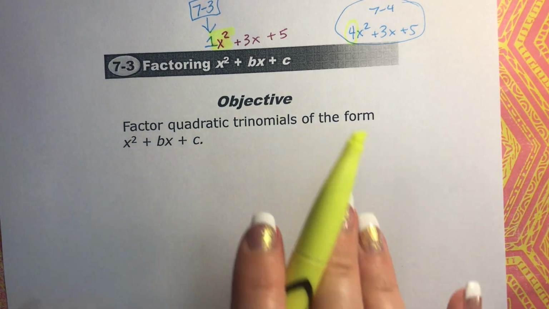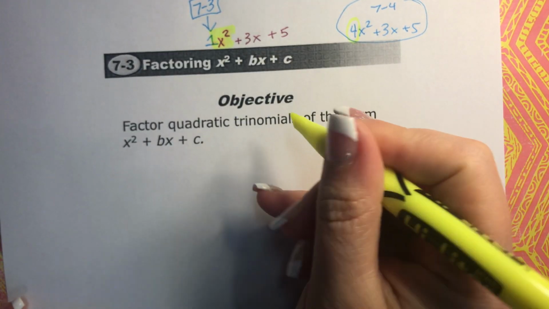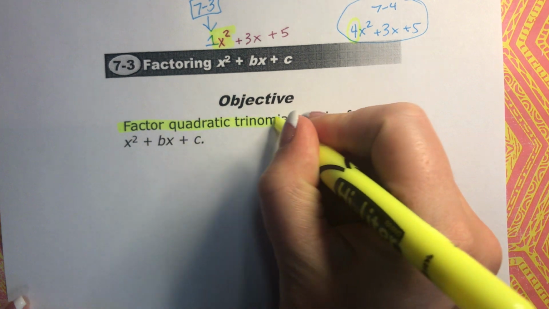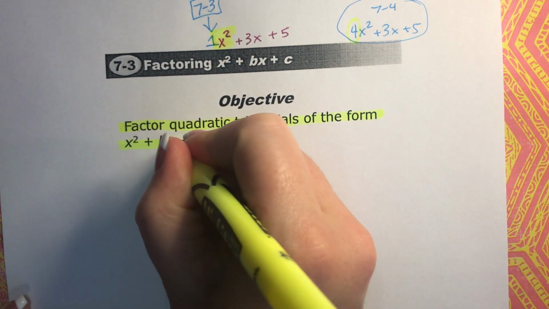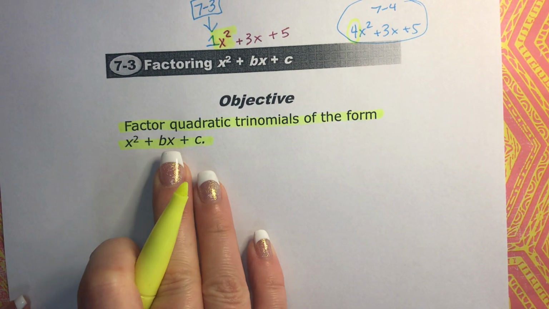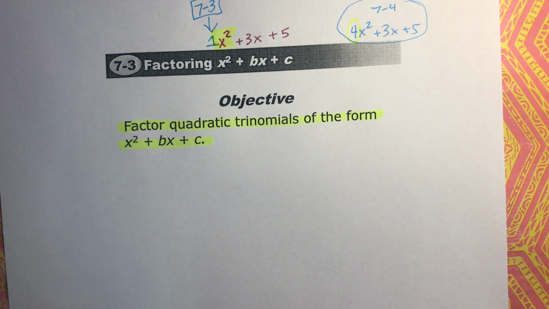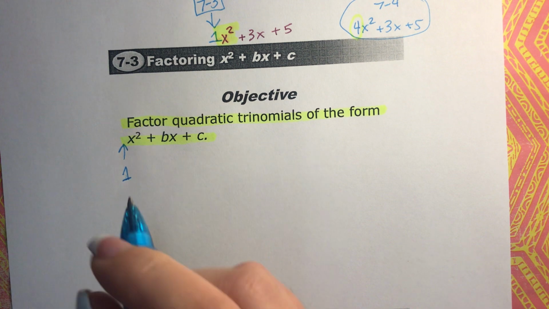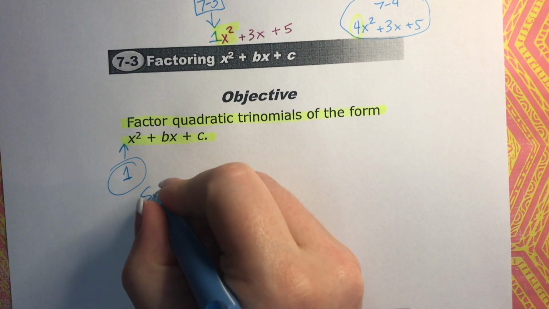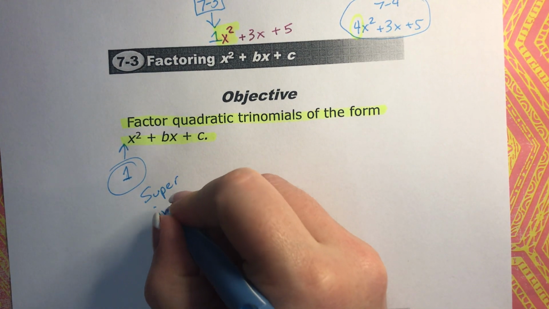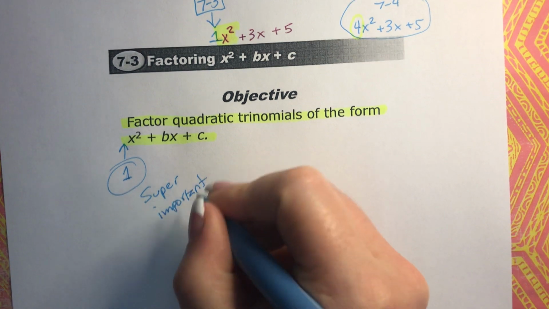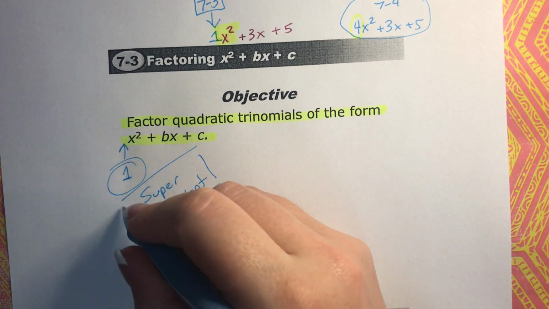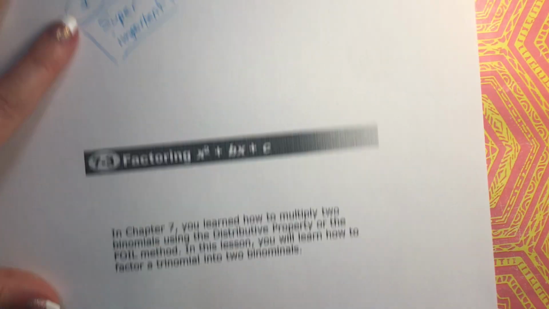So the objective for today is to factor quadratic trinomials of the form x squared plus bx plus c, and just know that in front of there is a 1. That's really super important to recognize. Okay, let's go ahead and get started.